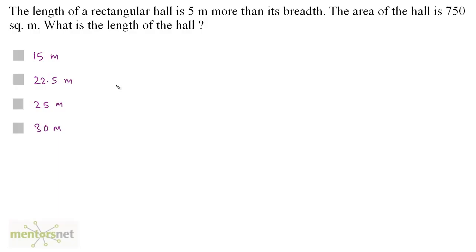The length of a rectangular hall is 5 meters more than its breadth. If the area of the hall is 750 square meter, what is the length of the hall? Well, the length of the rectangular hall is 5 meters more than its breadth. So I have L is equal to B plus 5. Or in other words, I can say that B is equal to L minus 5.